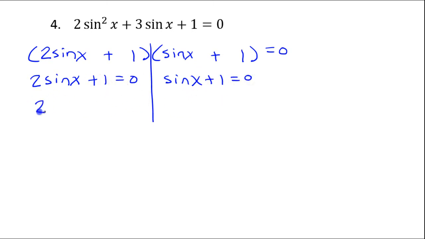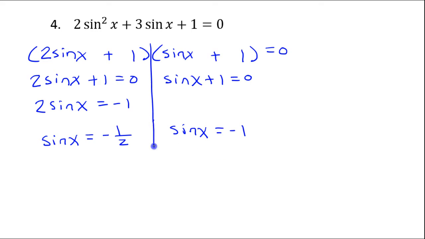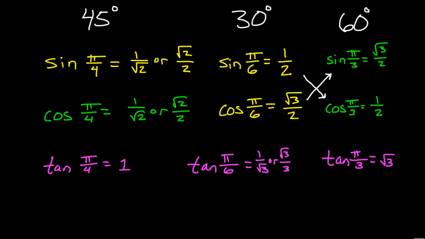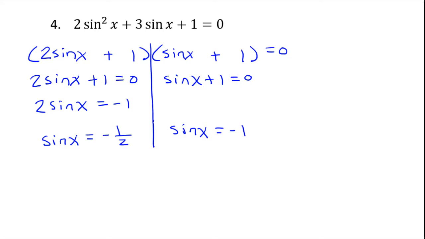Subtracting 1 from both sides, I have 2 sine x is equal to negative 1. Dividing both sides by 2, I have sine x is equal to negative 1/2. Subtracting 1 from both sides, I have sine x is equal to negative 1. So where is sine equal to negative 1/2? Well, ignore the negative sign for a second. The sine of what angle is 1/2? We know that to be pi over 6. Sine of pi over 6 is 1/2. That tells me that the reference angle is pi over 6.